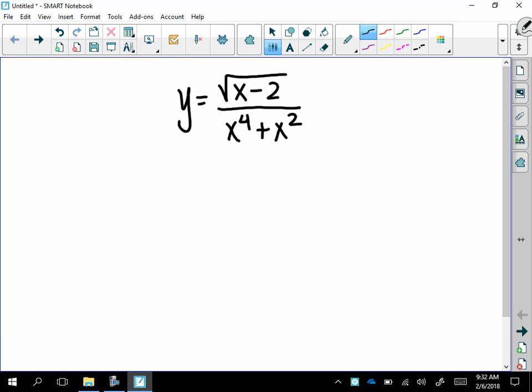Now look at your denominator. What do you think about that denominator? It can only be positive, right? If I take any value of x to the 4th power, it'll be positive. Take it squared, it's going to be positive. Add those positive numbers together and I get a positive. So in my numerator, I can only get positive values, and in my denominator, I can only get positive values.